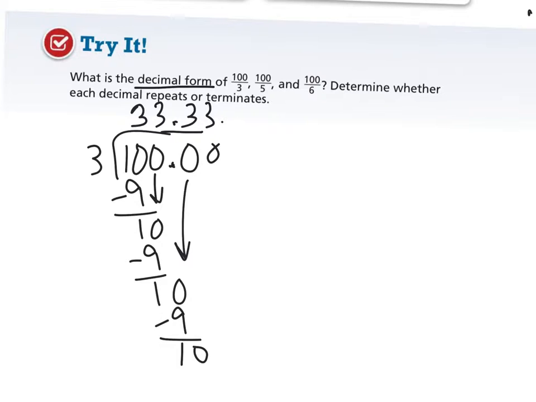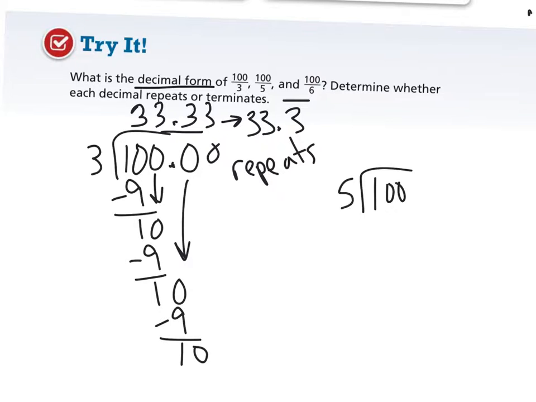It's the same repeating pattern, so if we were writing that in a repeating form, we would just put the bar over the 3 that's after the decimal. You never put a bar before the decimal point, okay? So that repeats. If we did 100 divided by 5, 5 goes into 10, 2 times, 5 goes into 0, 0 times, okay? And that ends, so that terminates, we could say.